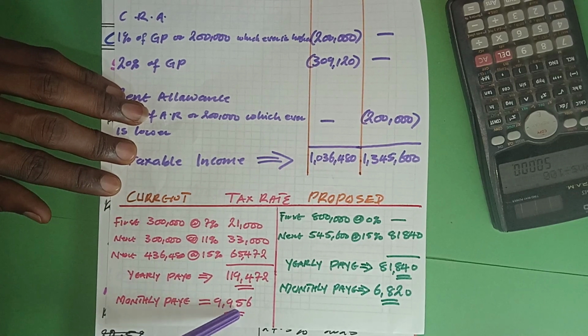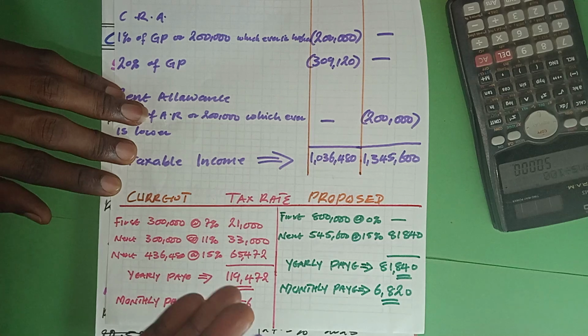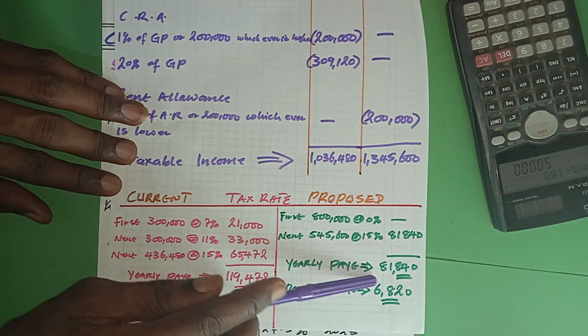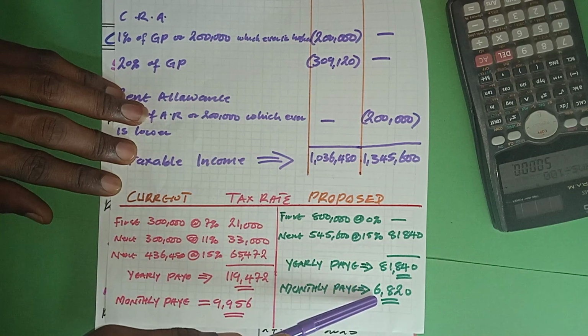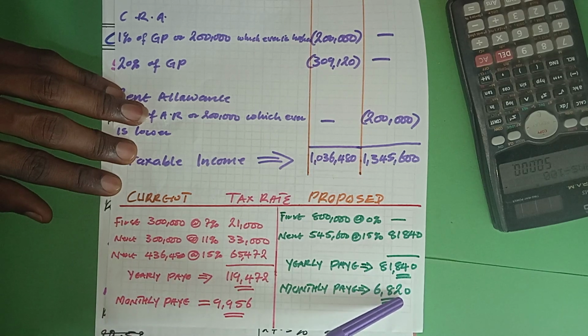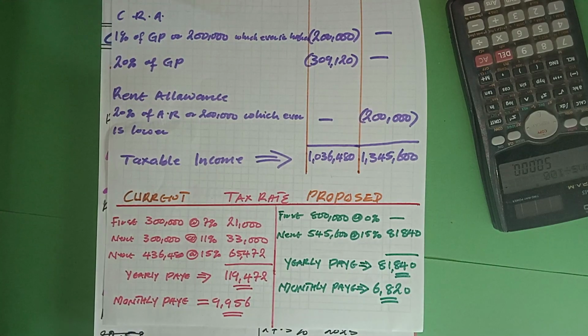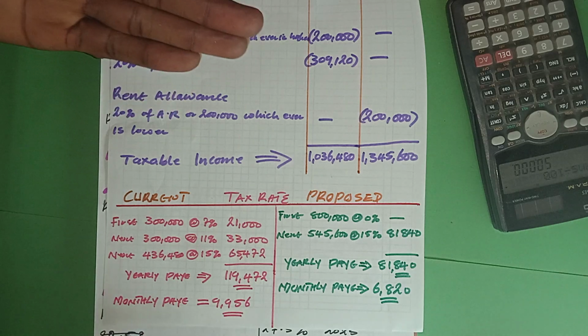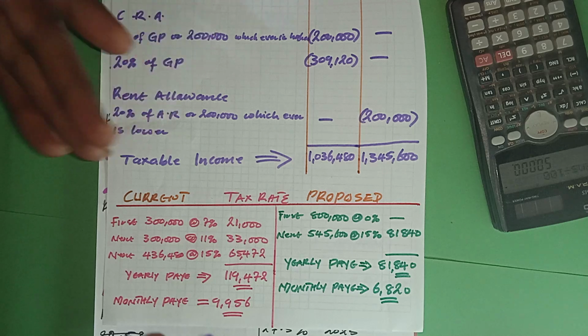9,956. Good. Now the proposed one, the one that we are anticipating to come, I think we should support this bill because it's quite good for the low income earners. The yearly here is 81,840, whereas the monthly here is 6,820. So if you check the difference, you find out that actually the tax reduces for low income earners. Yes, the PAYE reduces.